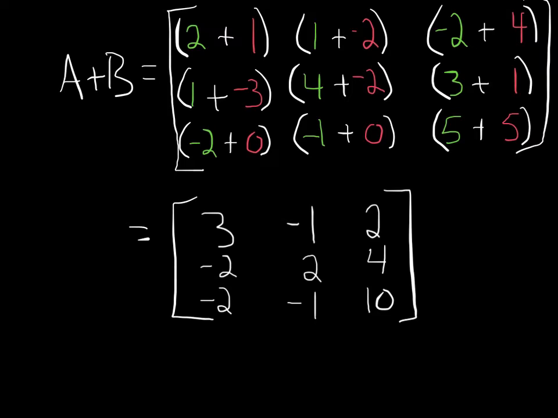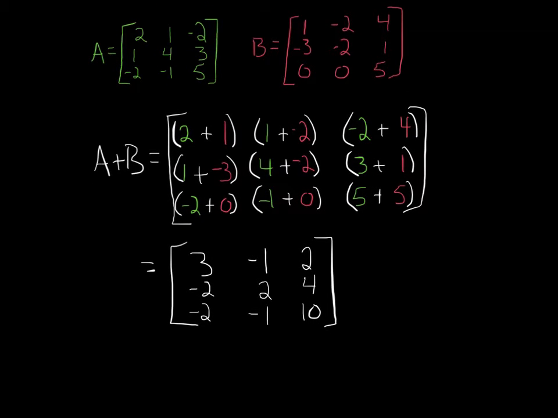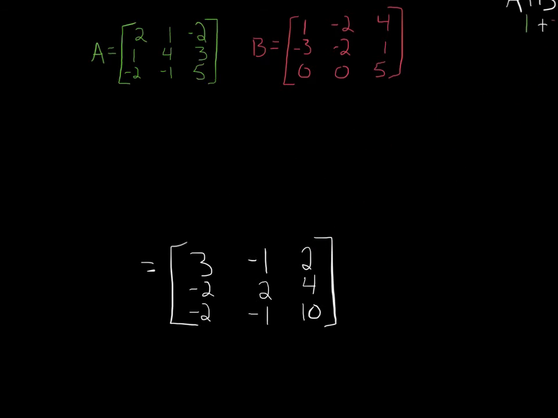There's A plus B. Now, if I was to do B plus A, would I get the same thing? Well, think about it. If I did B plus A, all that would change is it'd be 1 plus 2 instead of 2 plus 1. Well, we know that if we change the order of addition, we're going to get the same thing. But as you'll find out, that's not necessarily the case with subtraction. Addition is commutative, so matrix addition is also commutative, but not necessarily with subtraction. So let's get these out of the way.